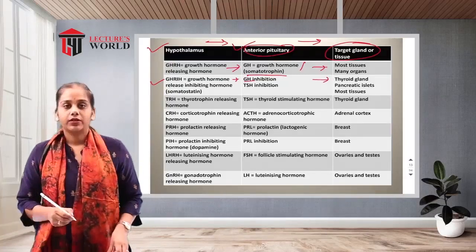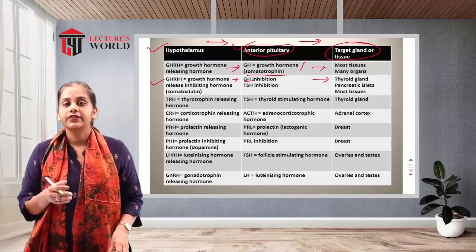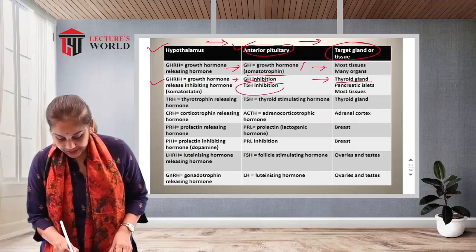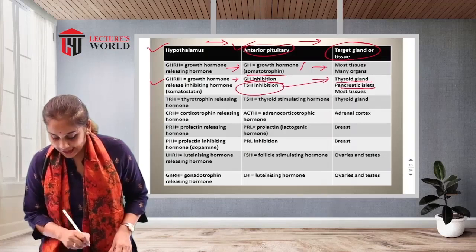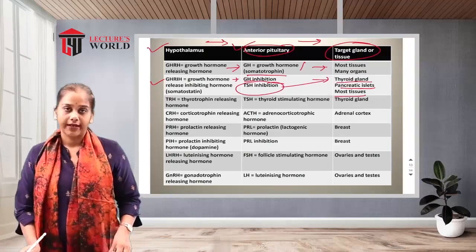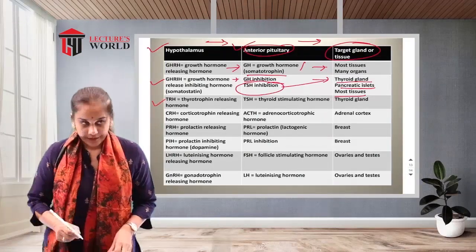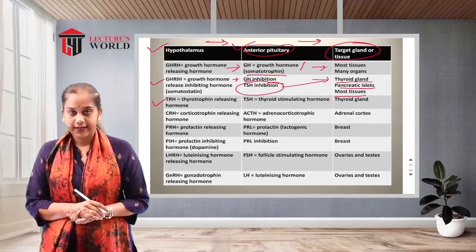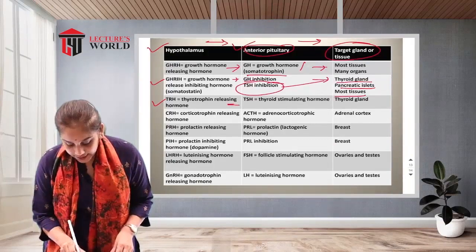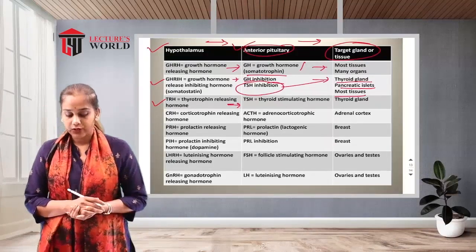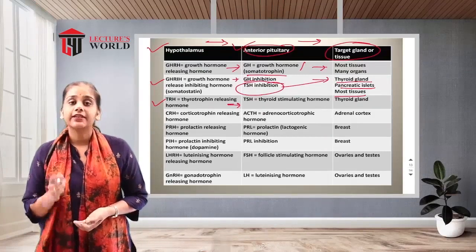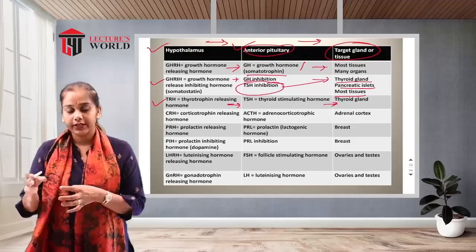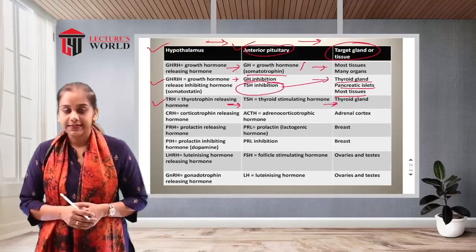What are the target organs? Okay, where the secretion will go: the thyroid gland, for TSH inhibition, and also pancreatic islets and most of the tissues in our body. Then TRH, thyrotropin releasing hormone. Okay, it triggers TSH, thyroid stimulating hormone, in the anterior pituitary gland, which secretes it and it goes to the specific target gland, that is the thyroid gland.